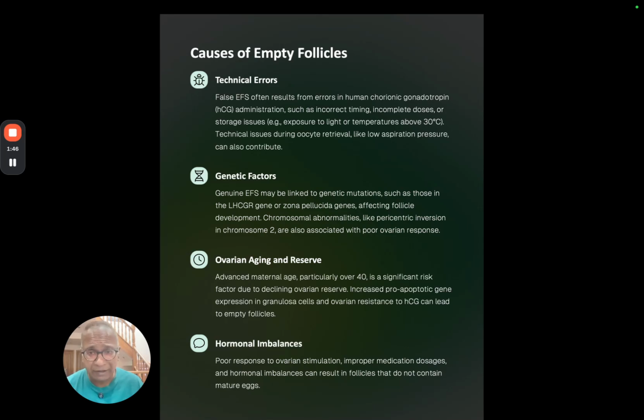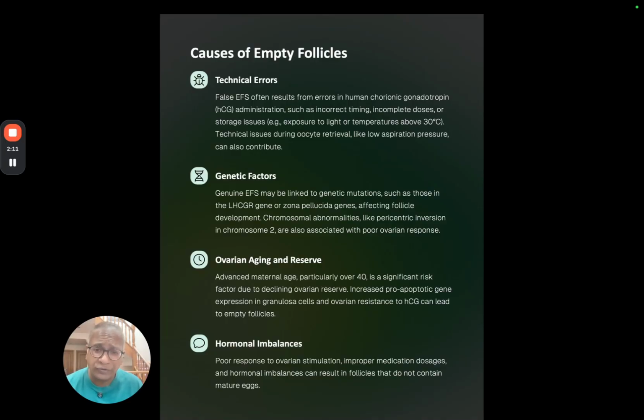The genetic factors, and this is genuine empty follicle syndrome, may be linked to genetic mutations such as those of the LHCGR gene or zona pellucida genes. These are rare, affecting follicular development. They seem to occur probably around chromosome 2, and these are one of the causes of poor ovarian reserve. Again, finding this out is quite difficult, and often we do not go there.